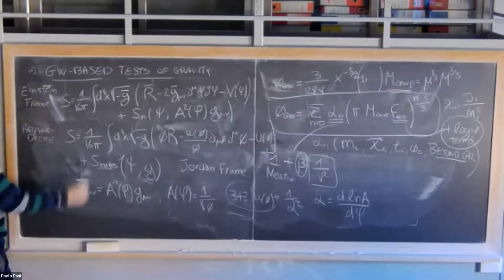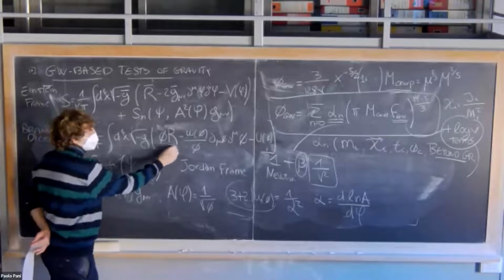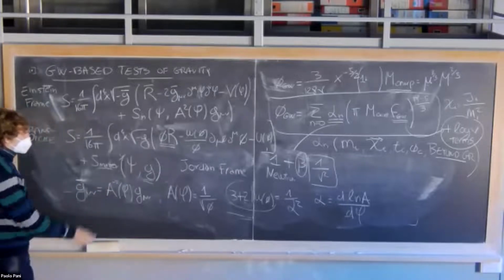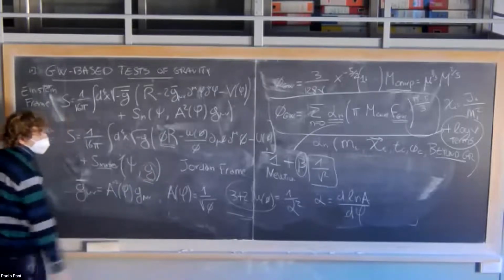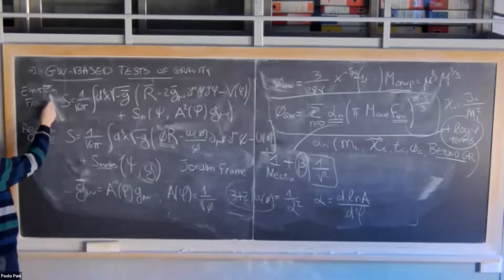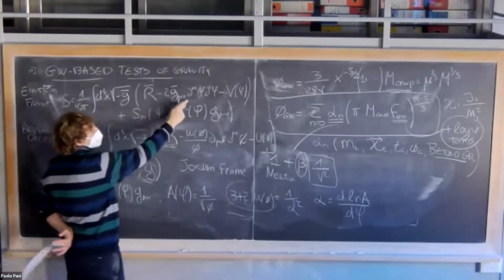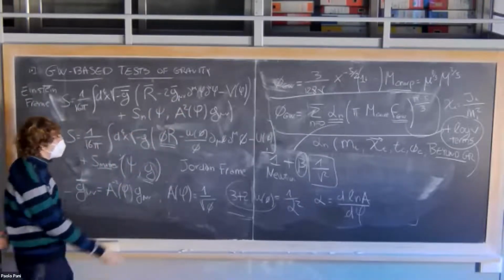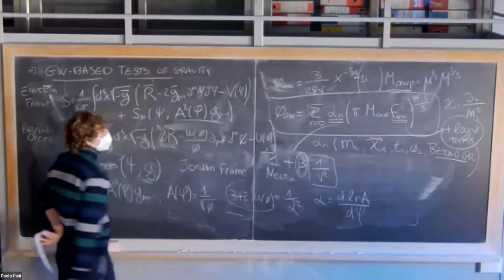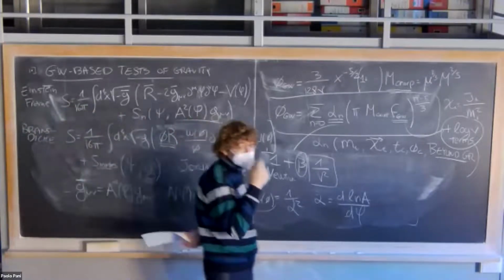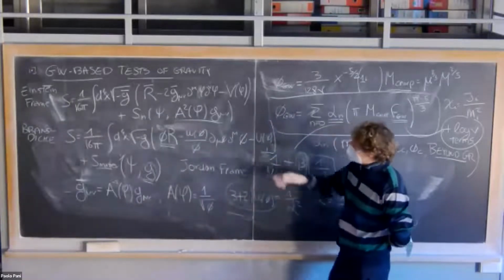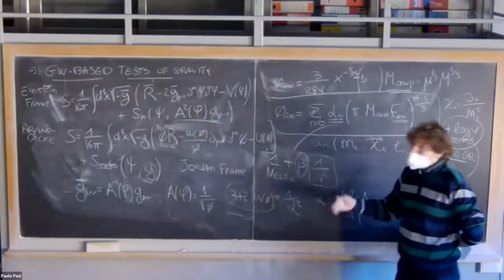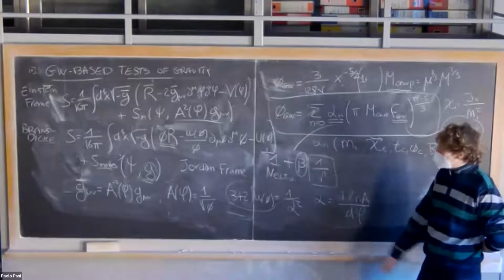So what is the difference between the two? In the Jordan frame, the field and gravity are not minimally coupled, but matter fields are minimally coupled to the metric. In the Einstein frame, gravity and the scalar field are minimally coupled, but matter does not see the standard metric. It sees a conformal metric defined where also the scalar field enters. Okay. Depending on the situation, it's more useful to use one or the other.